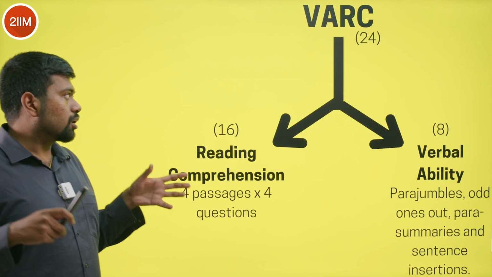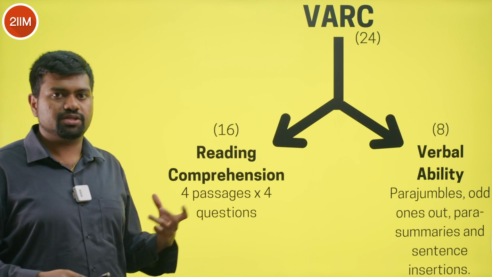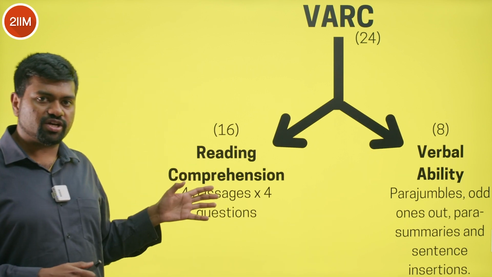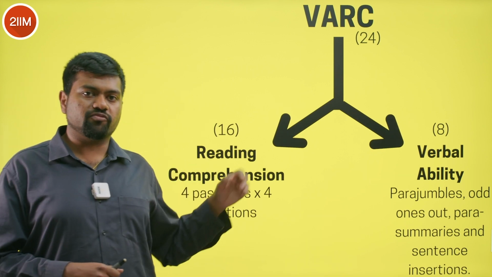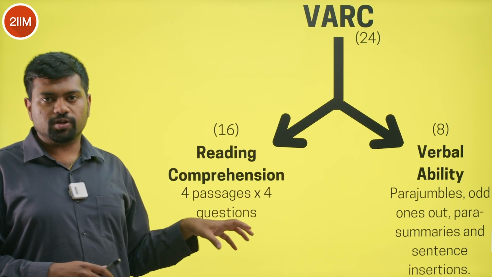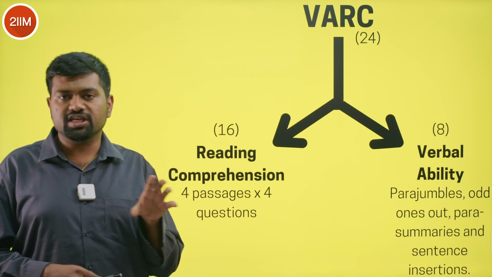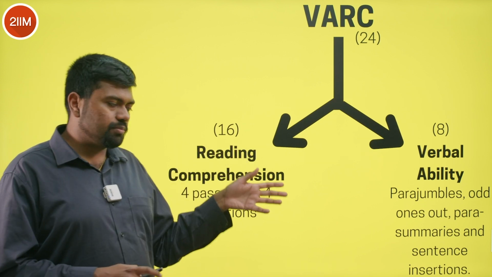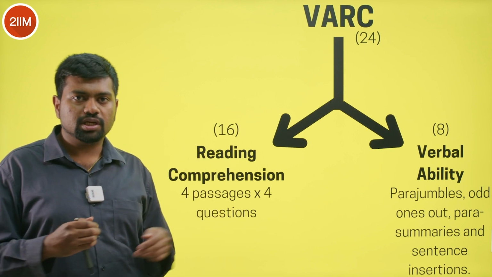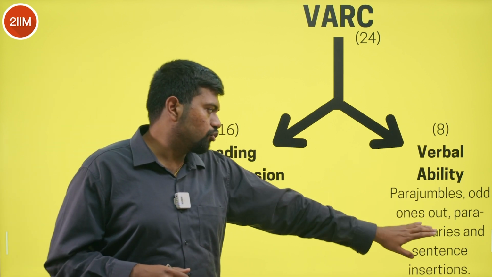Now coming to VARC, it consists of two sections. There is the RC part and then there's the VA part. RC stands for reading comprehension and VA stands for verbal ability. RC usually has 4 passages which have 4 questions each, and verbal ability is usually 8 questions in total. Now these 8 questions usually come from these 4 types.